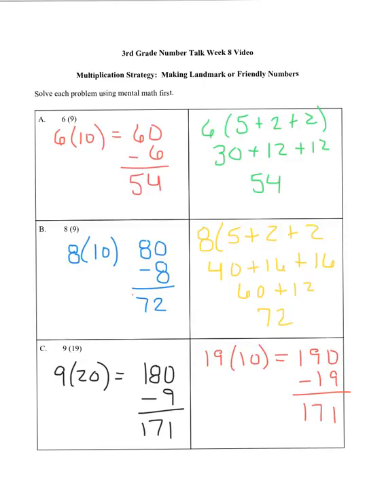But the nice thing about making landmark or friendly numbers is just that: work with numbers that work for you. If you know how to skip count by 2s, count by twos. If you know how to skip count by fives, count by fives. If you know tens, count by tens. Do what works best for you.